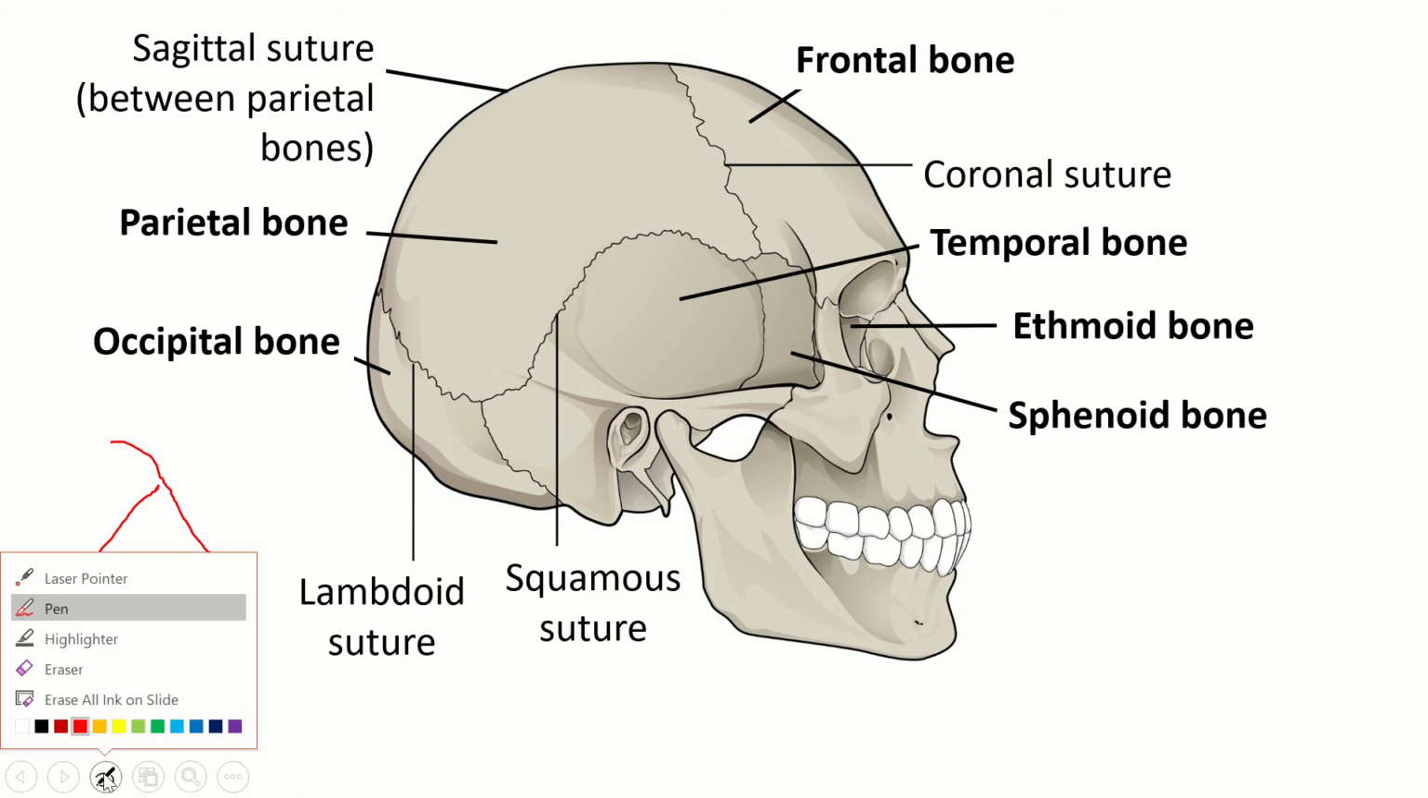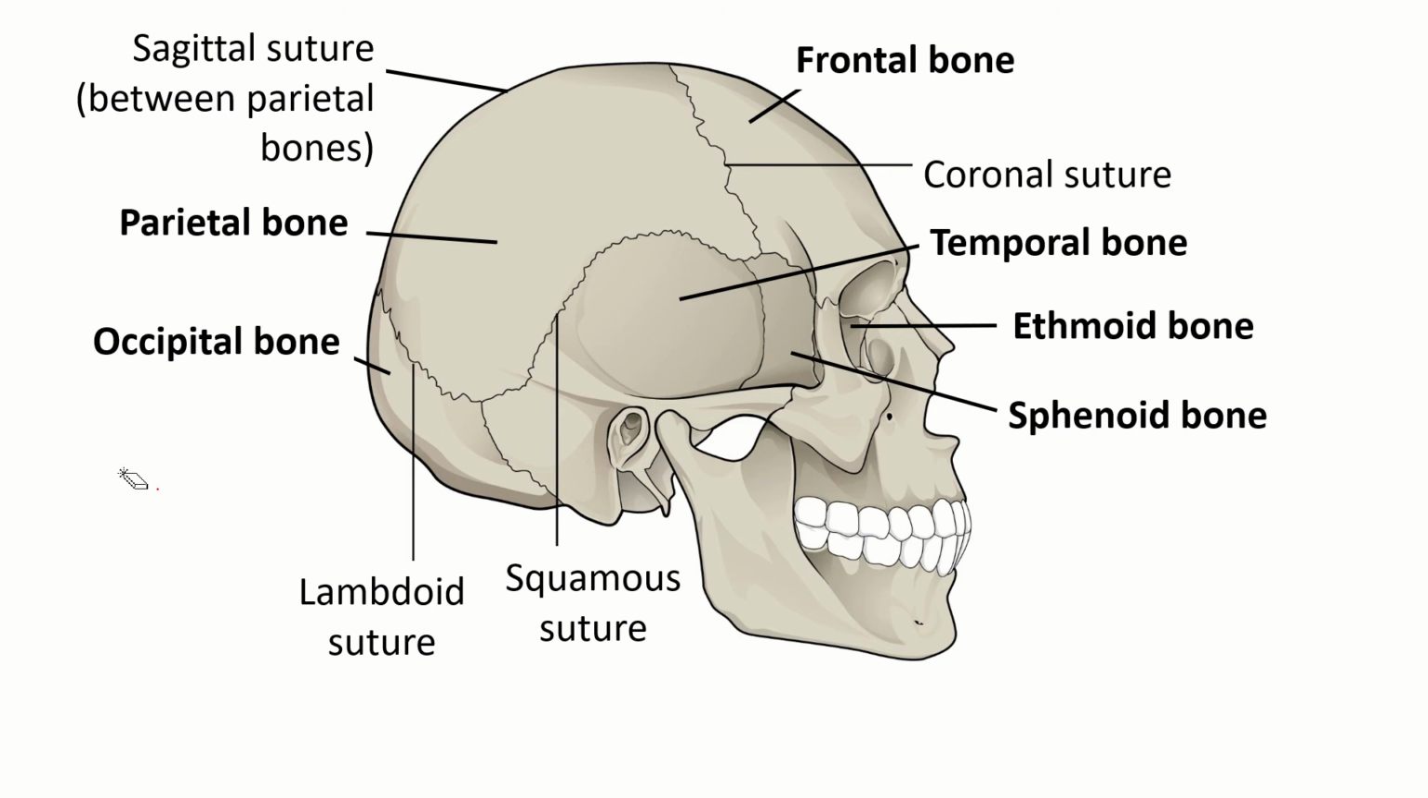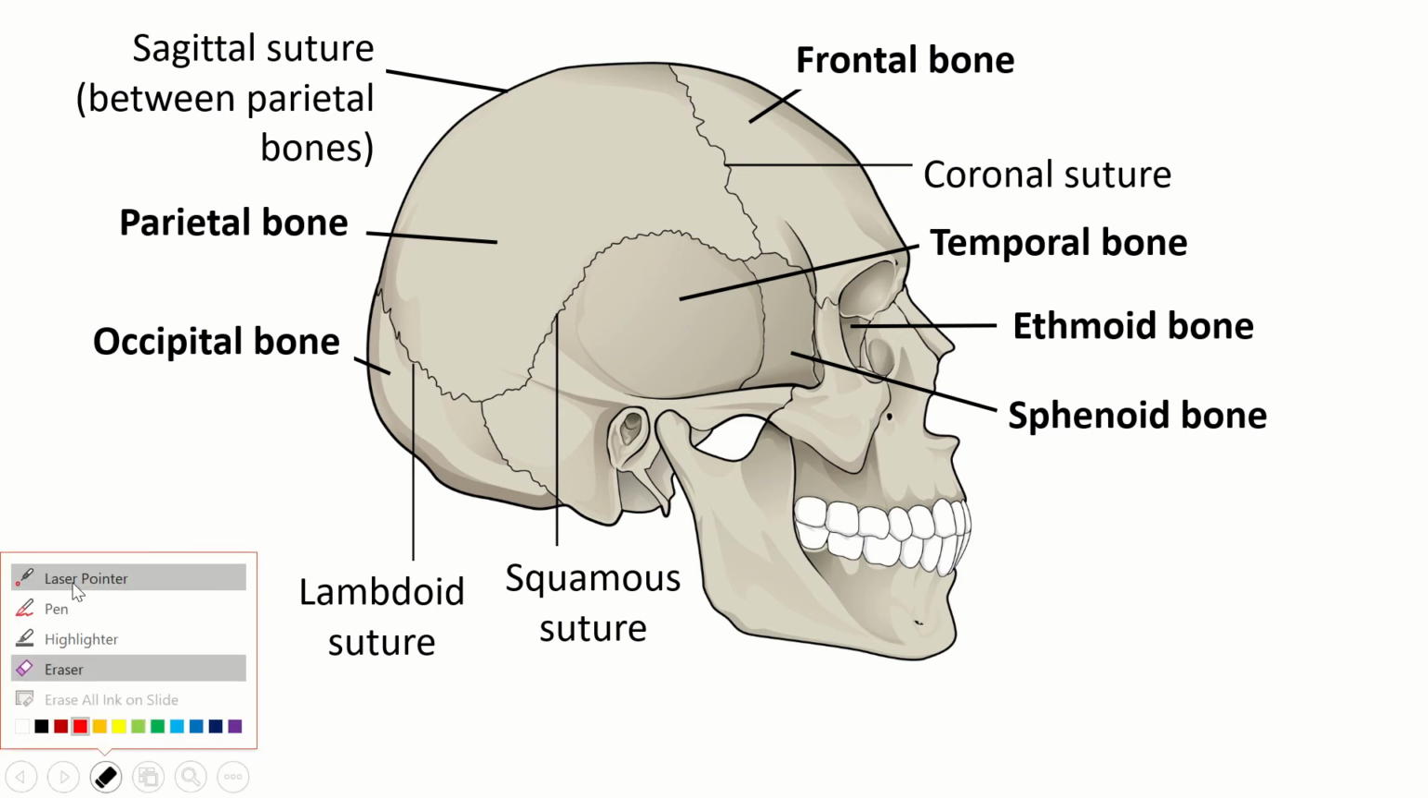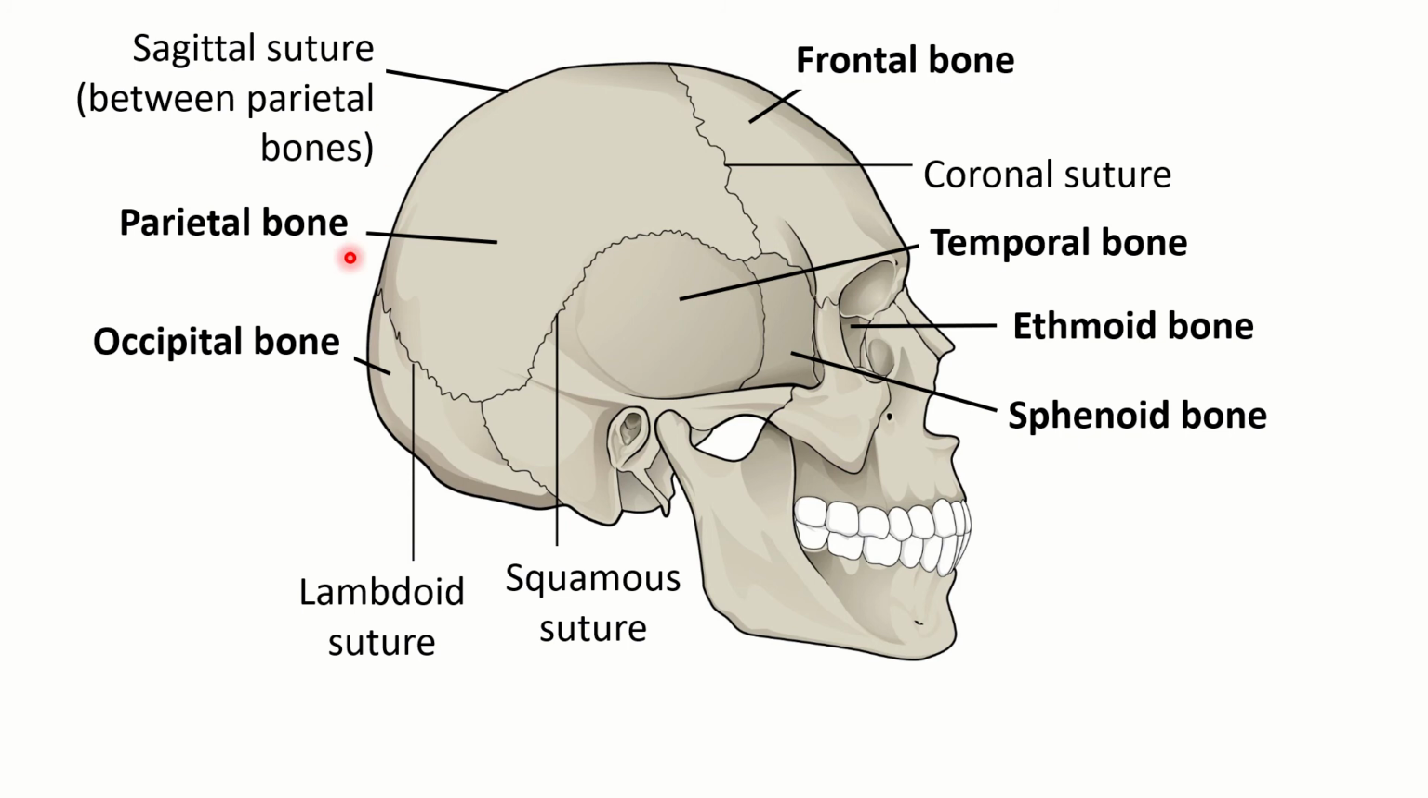Let me erase that. There we go. And then let's go back to the pointer. In between the two parietal bones, from the frontal bone to the occipital bone, is the sagittal suture, which cleverly sits along the mid-sagittal plane. Ta-da! So those are the main bones and the sutures.